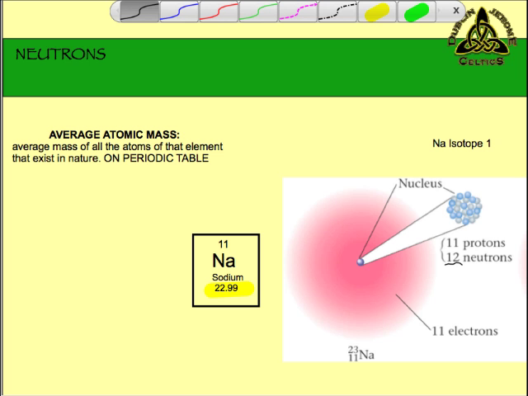So here's how we're going to figure out how many neutrons there are. Protons is the atomic number, we know how to do that. For neutrons, you take that mass, 22.99, and we're going to round it up and say it has a mass of 23.